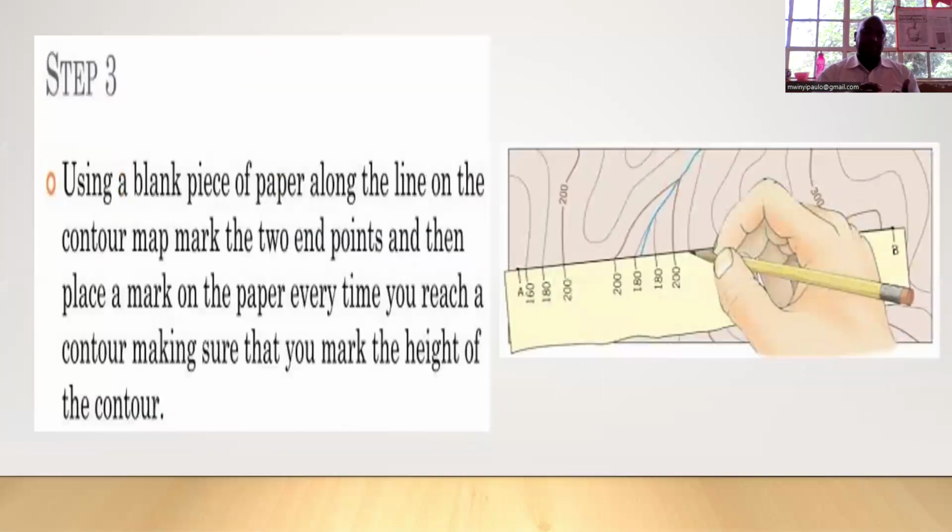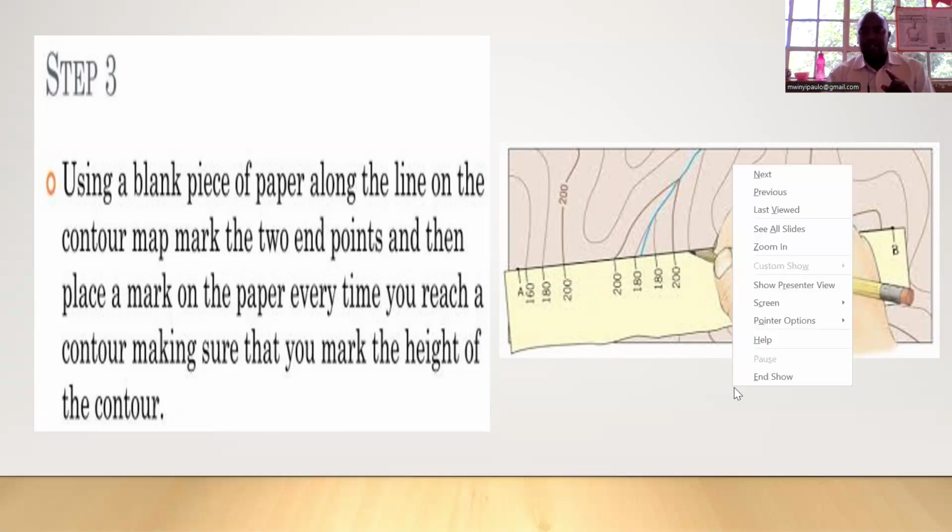Step 3, using a blank piece of paper along the line on the contour map, mark the two ends and then place a mark on the paper every time you reach a contour, making sure that you mark the height of the contour. You see, on your right, I'm showing you how I've done mine.